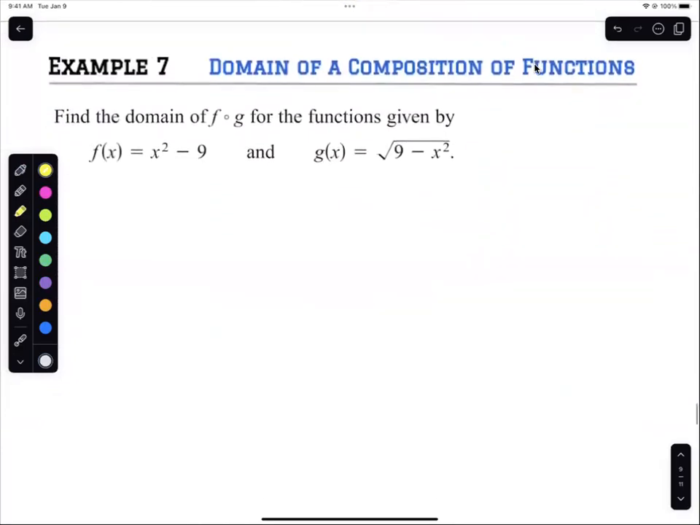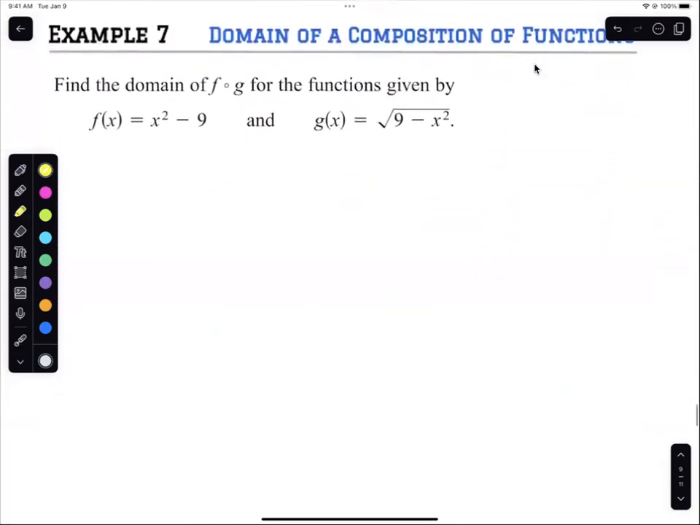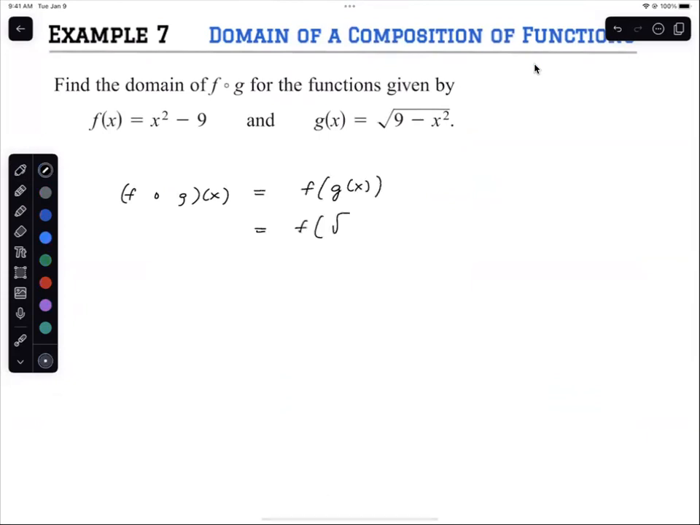Domain. So find the domain of f composed of g for the functions given by f of x is equal to x squared minus 9, and g of x is equal to the square root of 9 minus x squared. So f composed of g of x is f of g of x, which is going to be f of the square root of 9 minus x squared.